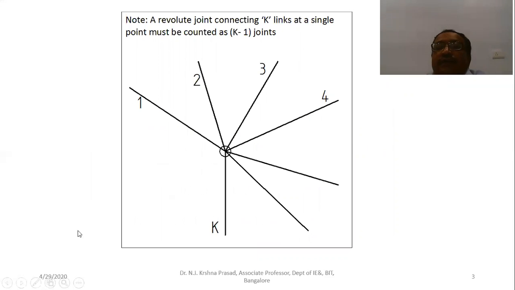And while solving the problem to find out the mobility, in certain cases, a number of links are connected at a single point. For a single revolute joint, it should be counted as k minus 1 joints. So this concept I will explain in detail while solving the problems.